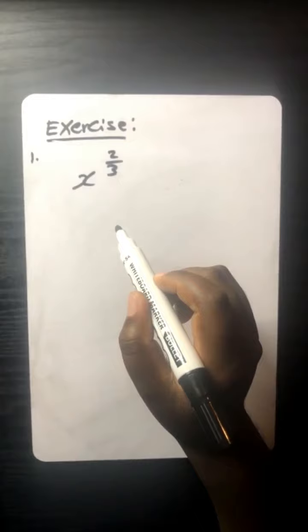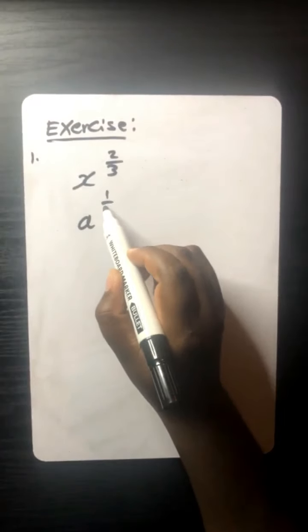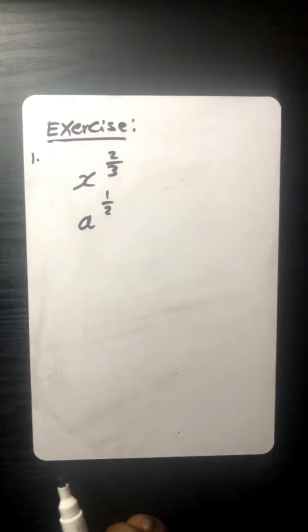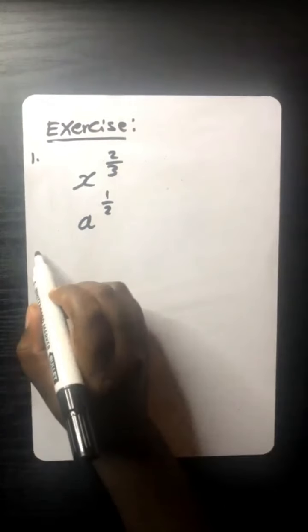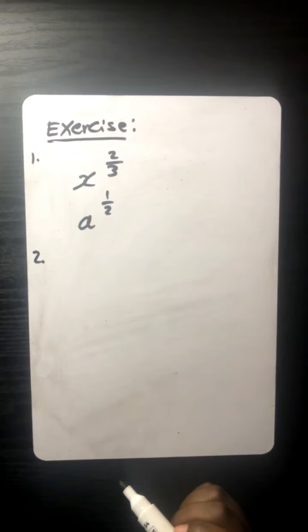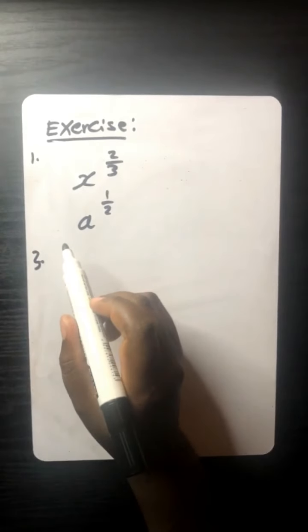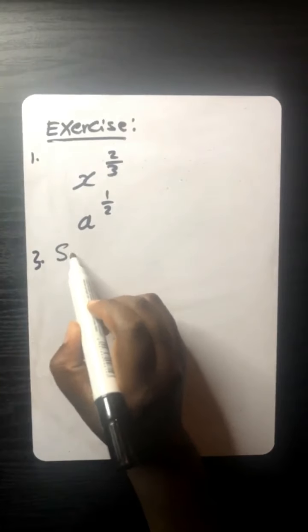chapters. So guys, this is your homework. X to the exponent 2 over 3. The other one is a to the exponent 1 over 2. And remember not to send these homeworks in the group. Send via inbox. So guys, the third problem is for us to simplify without using a calculator.